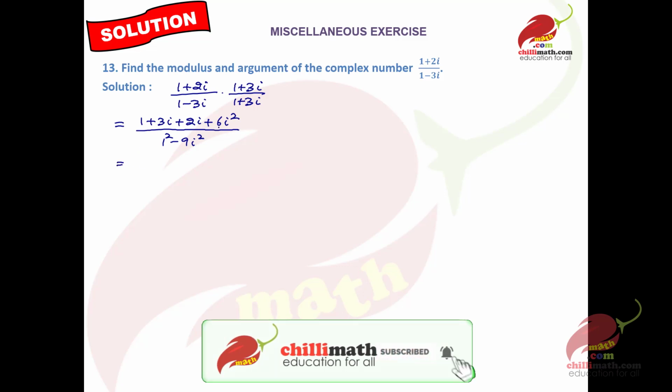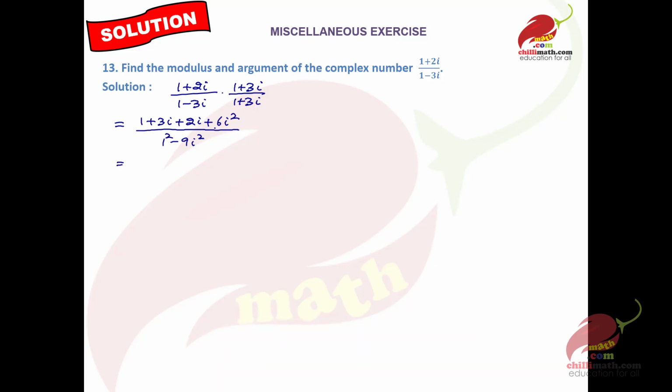Solving this, 1 plus 6 into minus 1, that is minus 6. So 1 minus 6 is minus 5 plus 5 iota over 1 minus 9 into minus 1, 1 plus 9, that is 10. So separating this we get minus 5 by 10, that is minus half, plus 5 by 10, that is plus half into iota. So this is our standard form. This is our complex number in Cartesian form.